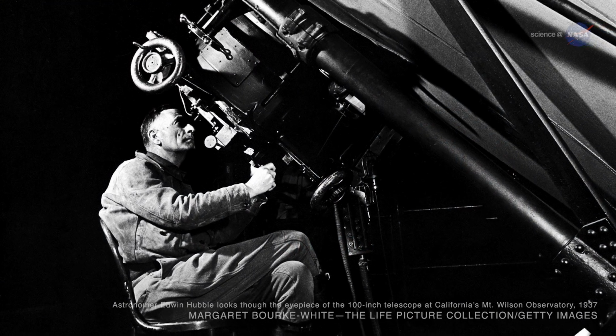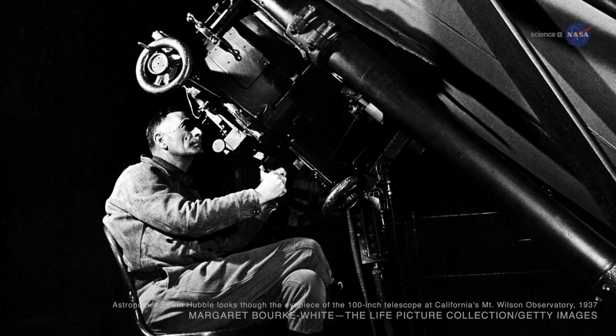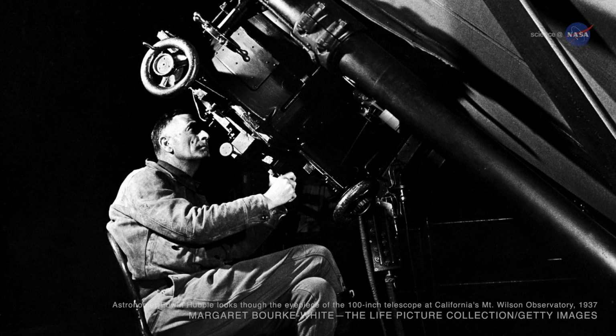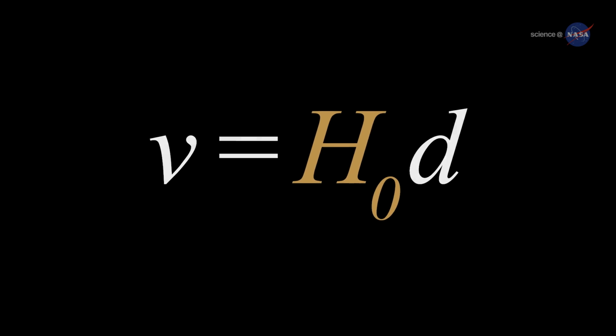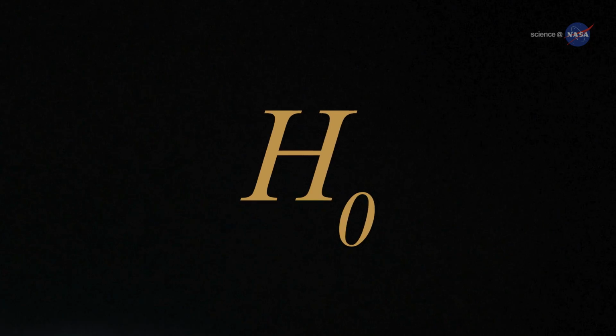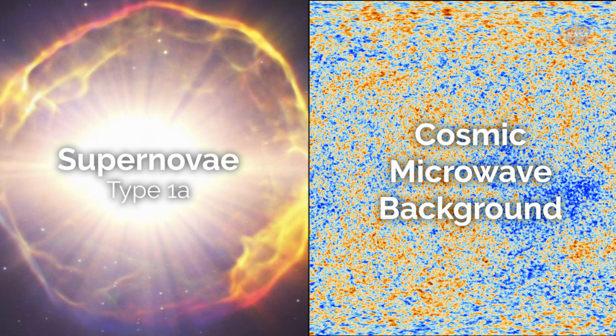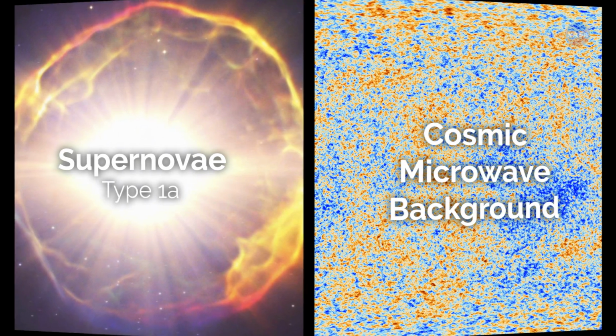Thanks to astronomer Edwin Hubble and others, scientists have known since 1929 that our universe is expanding. Its current rate of expansion is called Hubble's constant, or h-naught. There are two leading ways to measure h-naught, and for 15 years, they more or less agreed with one another. Not anymore, and that's a big deal.